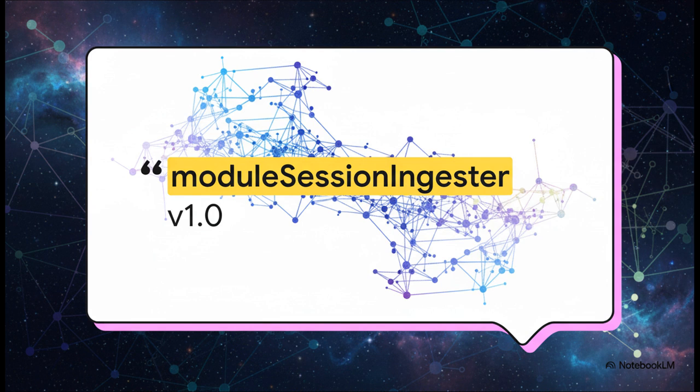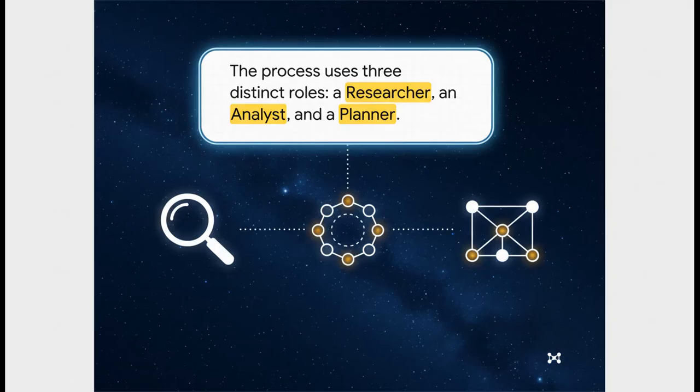So let's break down what's actually in this recipe. Inside this module, we've got a team of 3 specialists, and each one has a very specific job. There's a researcher, an analyst, and a planner. Seriously, think of them like a little data science team that lives right inside your browser. Let's meet them one by one.